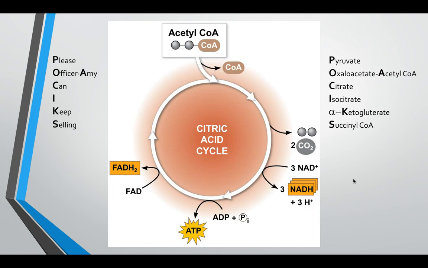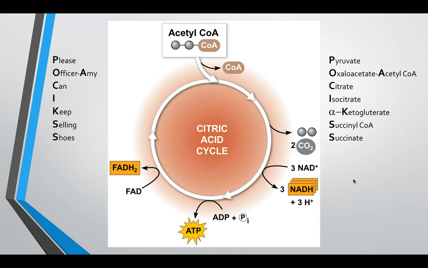At this point, I've gotten rid of all of the remaining carbons and oxygens that were a part of the original glucose molecule. Any remaining carbons are a part of the oxaloacetate, and I need to reform the oxaloacetate. Because without oxaloacetate, without Officer Amy, nothing can happen.